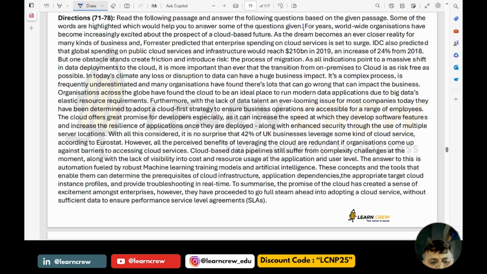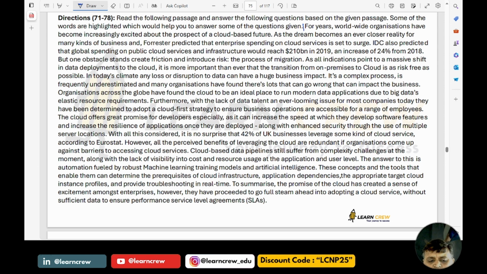So in today's climate, any loss or disruption to data can have a huge business impact. It's a complex process, is frequently underestimated, and many organizations have found there is a lot that can go wrong that can impact the business.